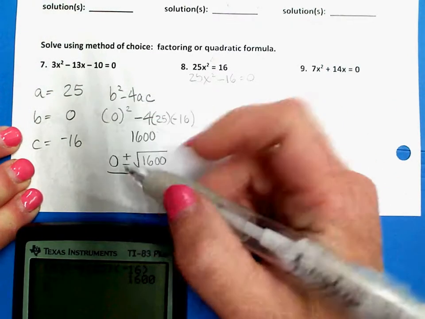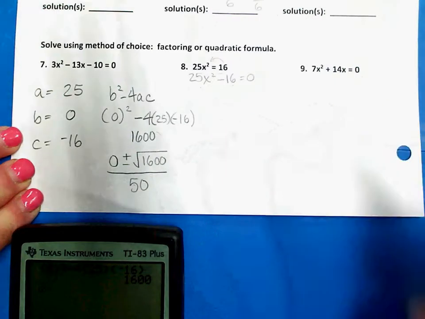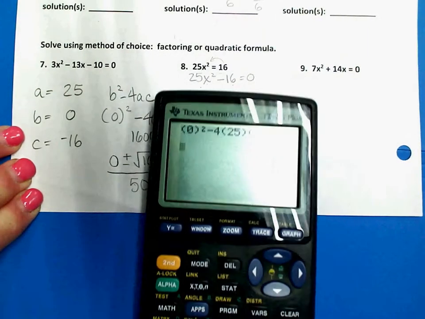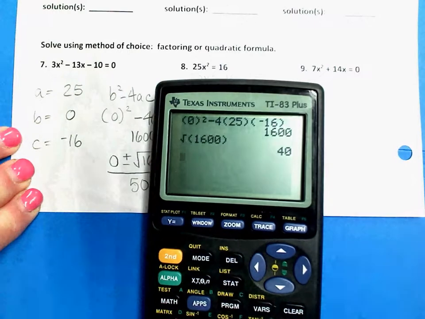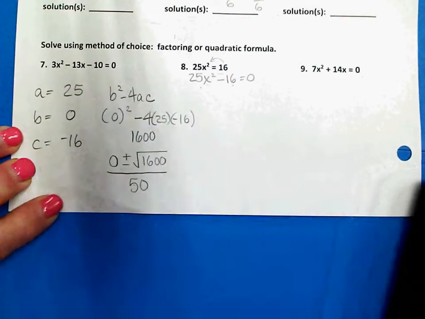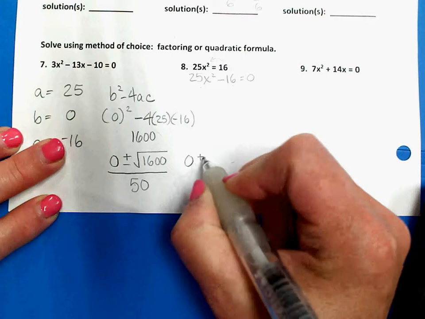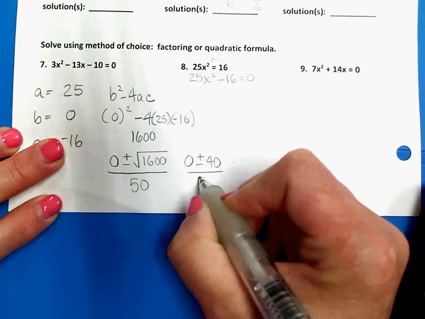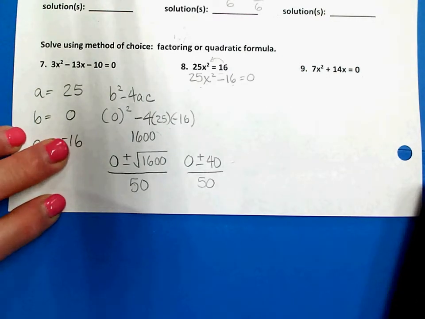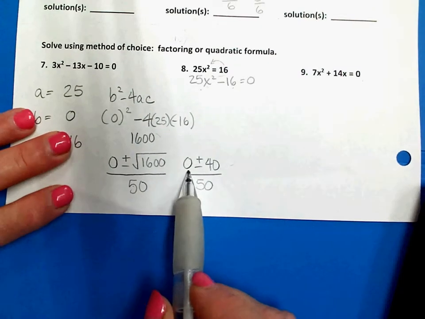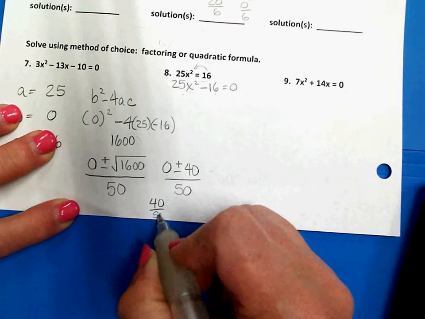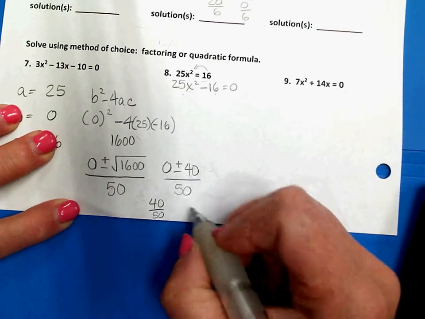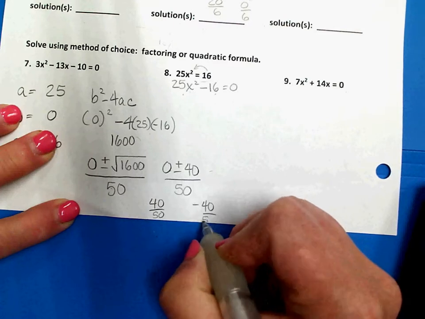A is 25, so 2 times 25 is 50. So next I need to find the square root of 1600. Second, x squared, 1600, enter. And I see that it's 40. So my answers are going to be 0 plus or minus 40 divided by 50. This 0 actually makes the problem a little bit easier because 0 plus 40 is 40 divided by 50. 0 minus 40 is negative 40 divided by 50.